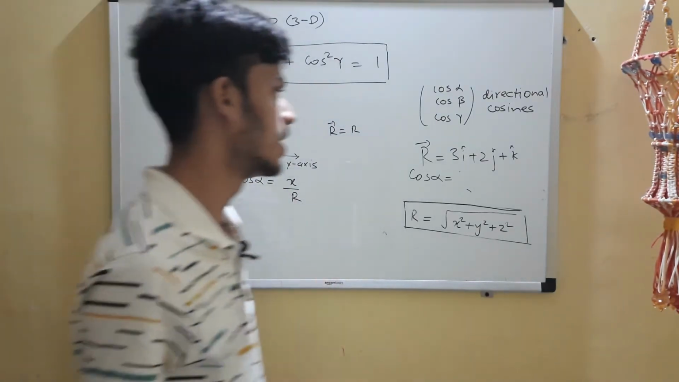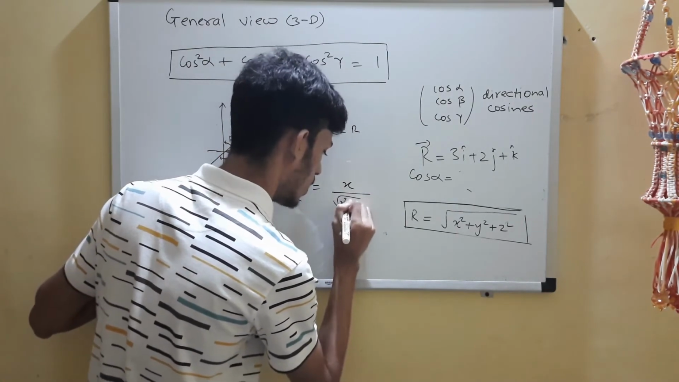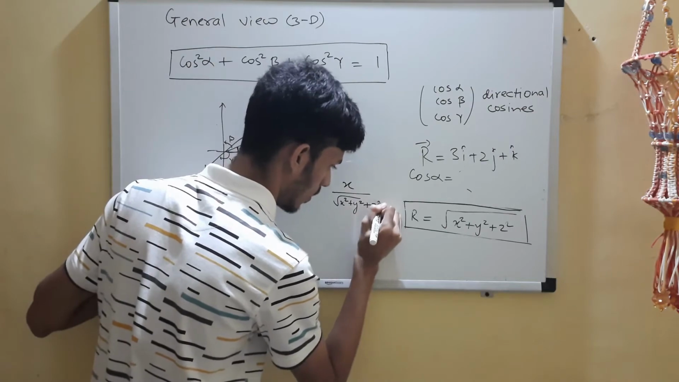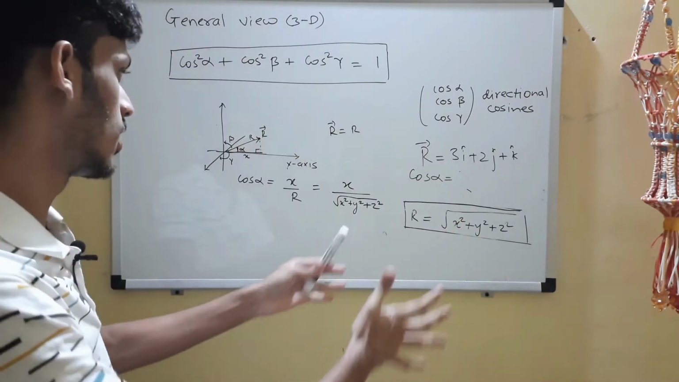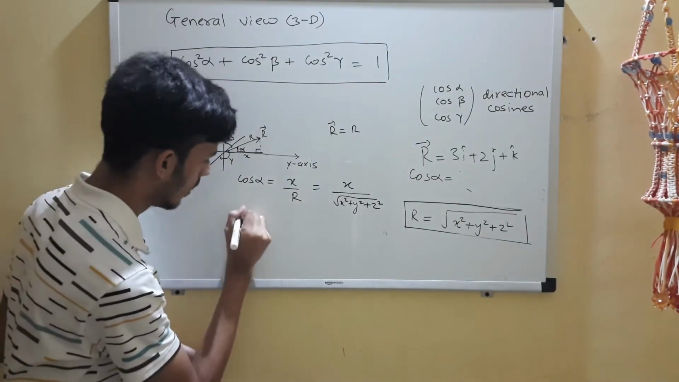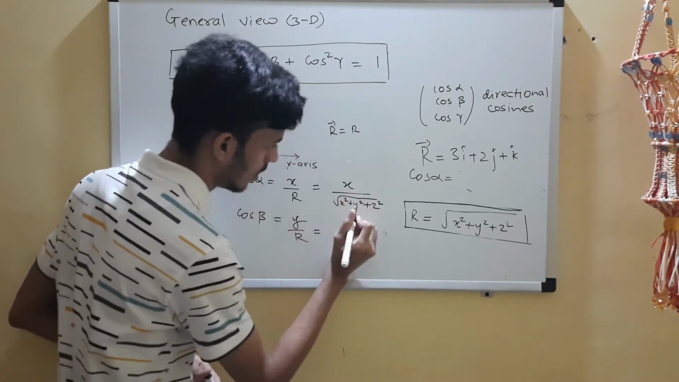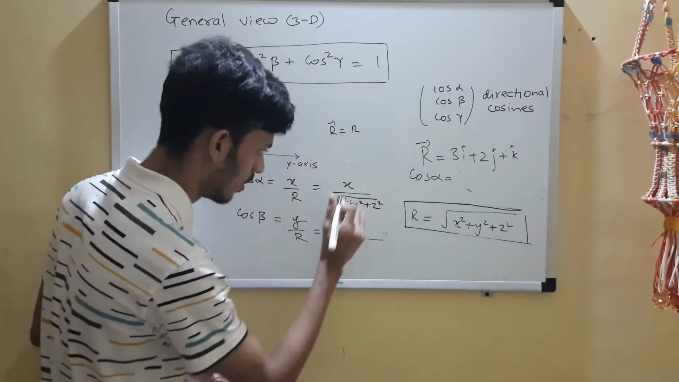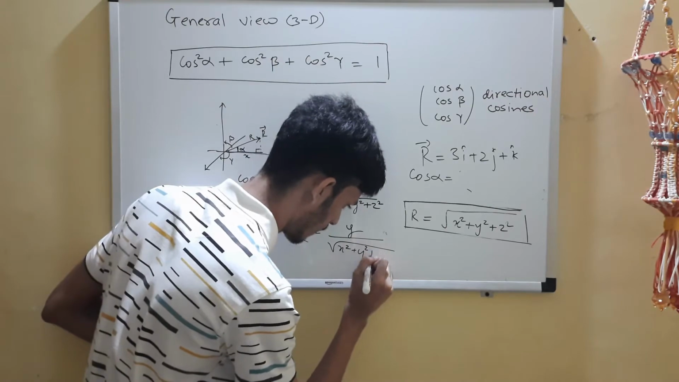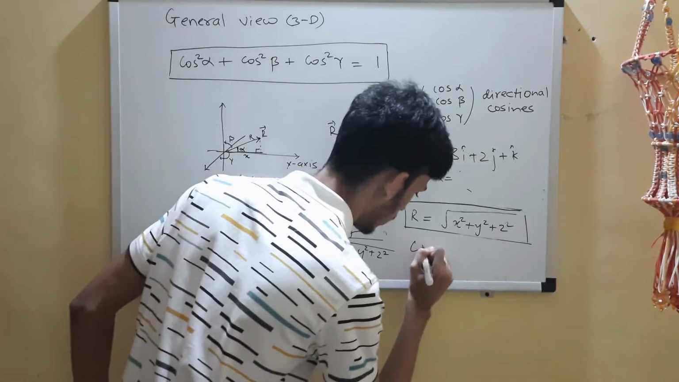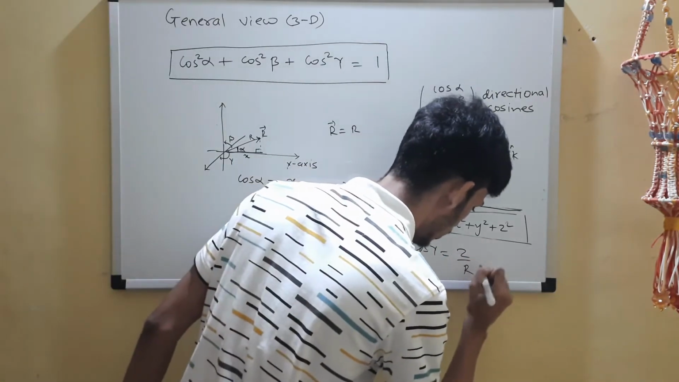Sometimes they might directly ask you this. You can simplify this further, right? x upon under root of x square plus y square plus z square. So sometimes they might directly ask you a question on directional cosines to find cos alpha, cos beta. Now similarly, cos beta will be y by r. So in place of r, you can plug in that. And cos gamma, of course, you would have got it, z by r, right?